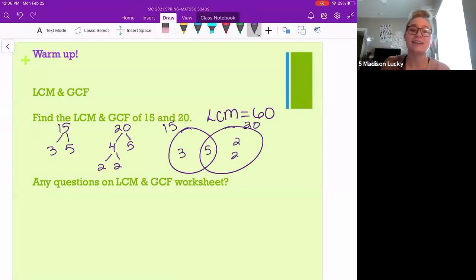And then you said that the LCM is multiplying everything in the Venn diagram together. So that's how I got the least common multiple. And then do you want me to say how to get the GCF from here? Yeah. For the greatest common factor, you just look at what they share in the middle. That's the greatest common factor, which is 5.